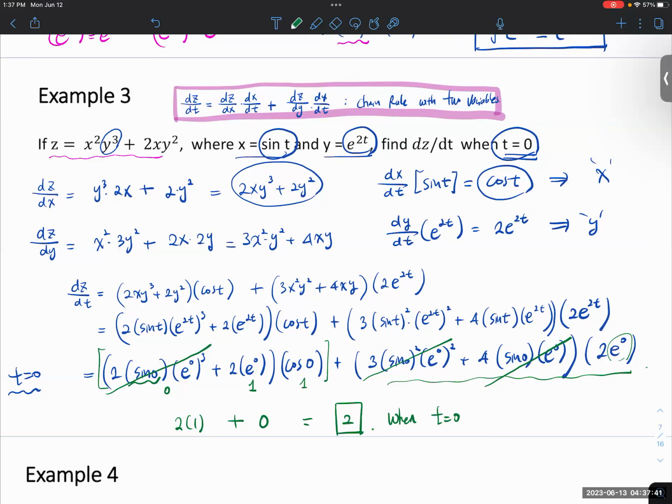How do you feel? I like this type of question. I hope you like it too, right? So we'll keep practicing taking the derivative with multiple variables, especially when we have 2 variables here. So let's do one more applicational problem.